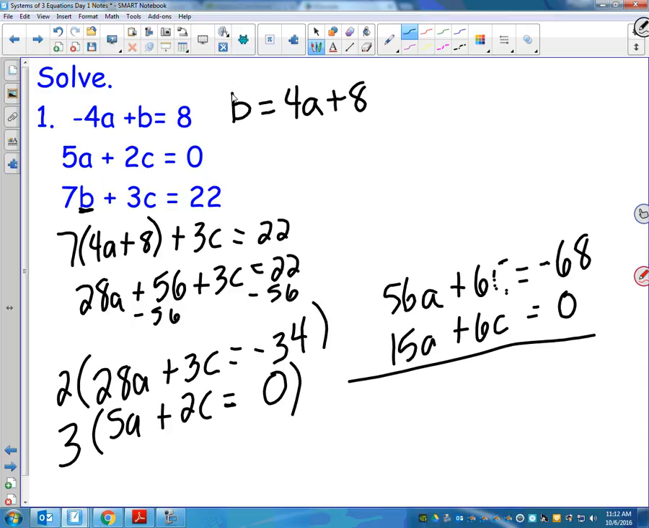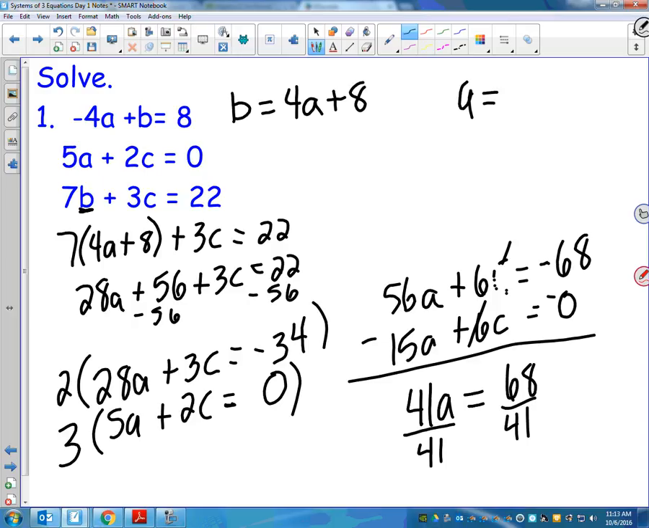Would I add or subtract here? If they're the same sign we're trying to cross out, we're going to subtract. So what is that? 41a, this cancels out, equals 68. Then I'm going to divide by 41. And I'm going to say a equals 68 over 41.